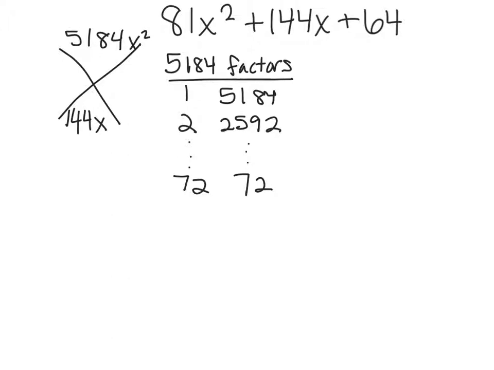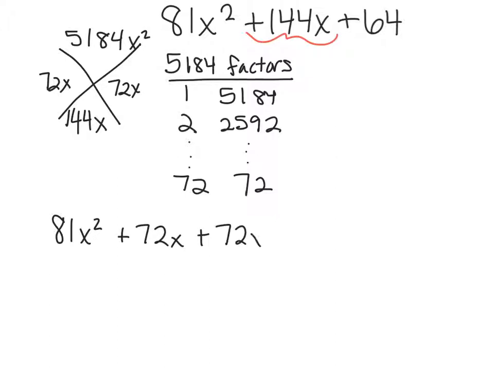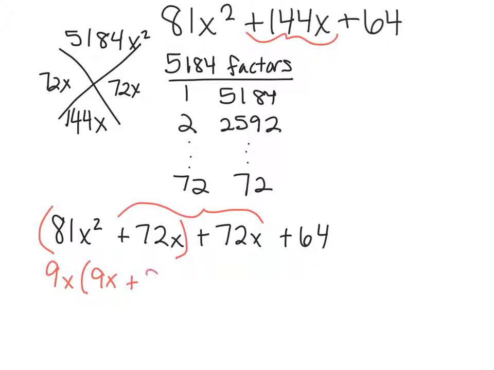So using my grouping method, I would put my 72x in place of the middle term 144x. So my problem is going to look like 81x squared plus 72x plus 72x plus 64. Notice that in place of the 144, I have the two things that add to be 144. So now I'm going to do my grouping. I'm going to start with my first two terms, and my greatest common factor there is a 9x, and I'm left with a 9x plus 8.